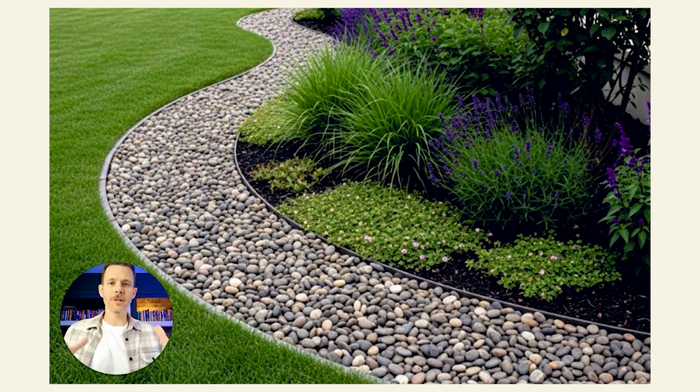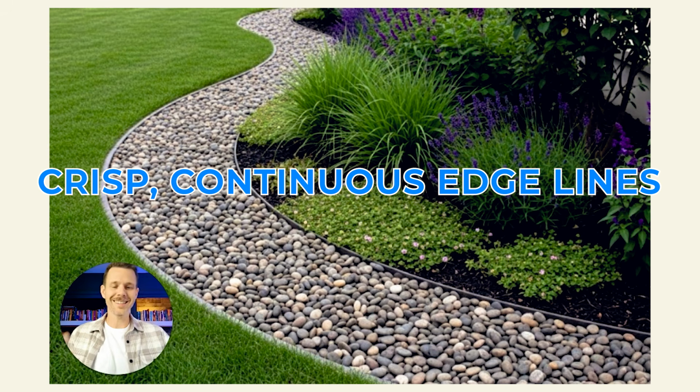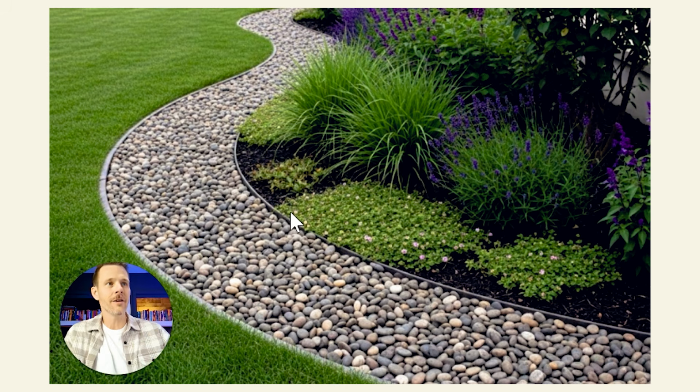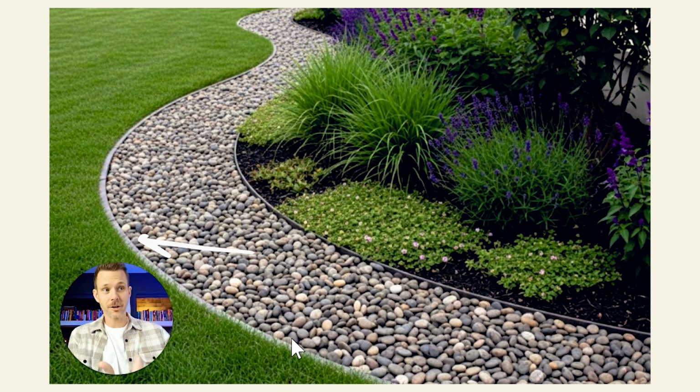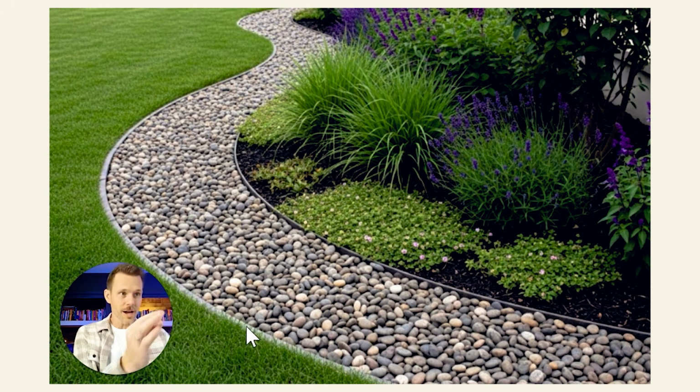All right, now let's look at some good examples and learn those nuances that make up the invisible boundary rule. The first thing is crisp, continuous edge lines. As you can see, this is a very nice, soothing, flowing edge line. And what I like about this one with that decorative gravel versus the other one is you see how there is an actual edge material that separates the gravel from the lawn.